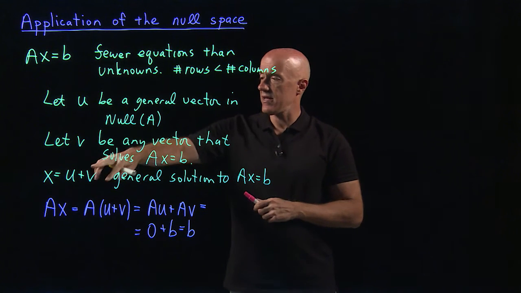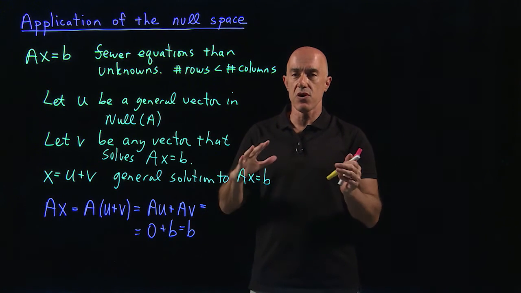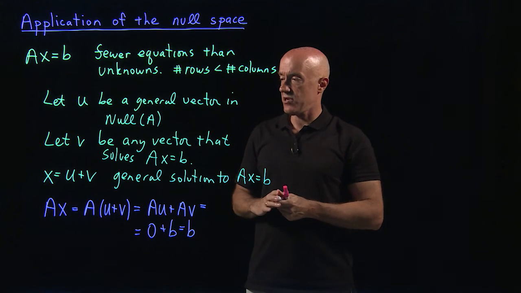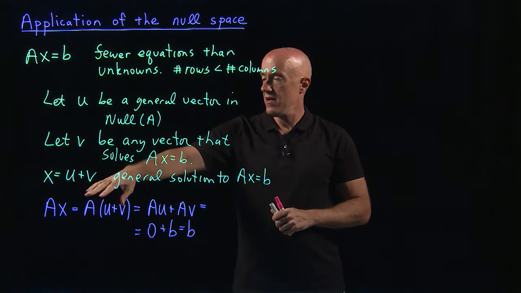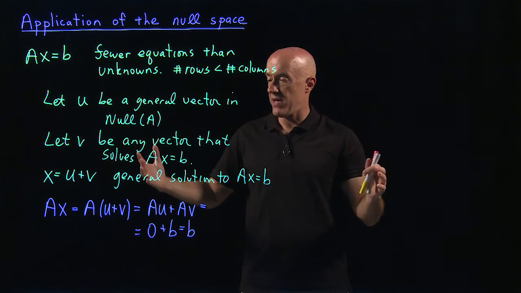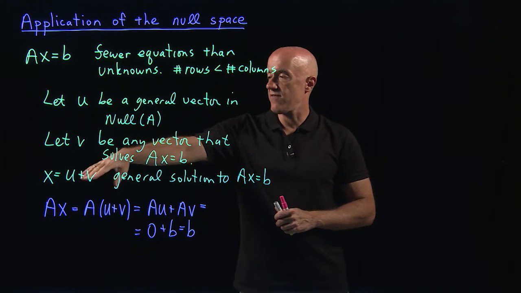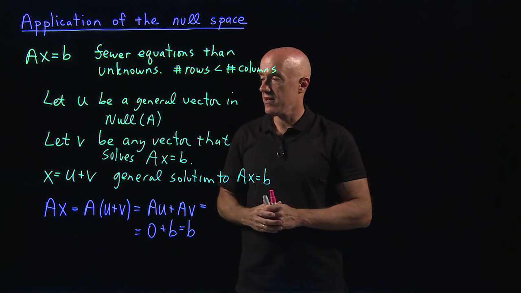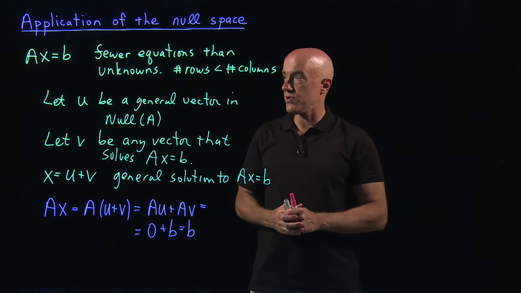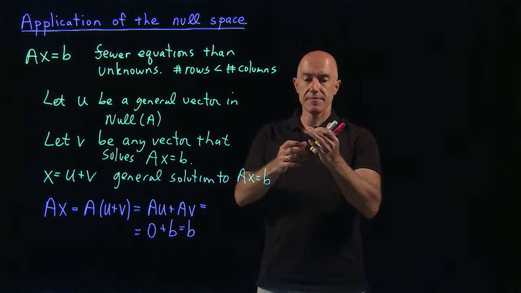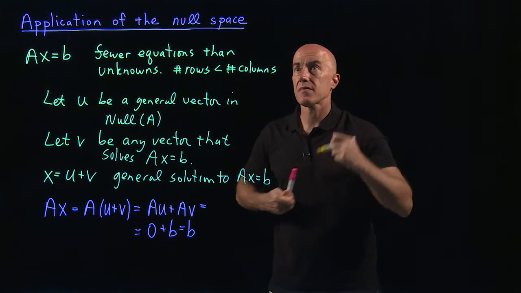And u is a general vector in the null space. Because the null space could have a large dimension, this solution will have a big range of possible solutions, because we may have a large number of basis vectors for u. Okay, so I think we should work an example.